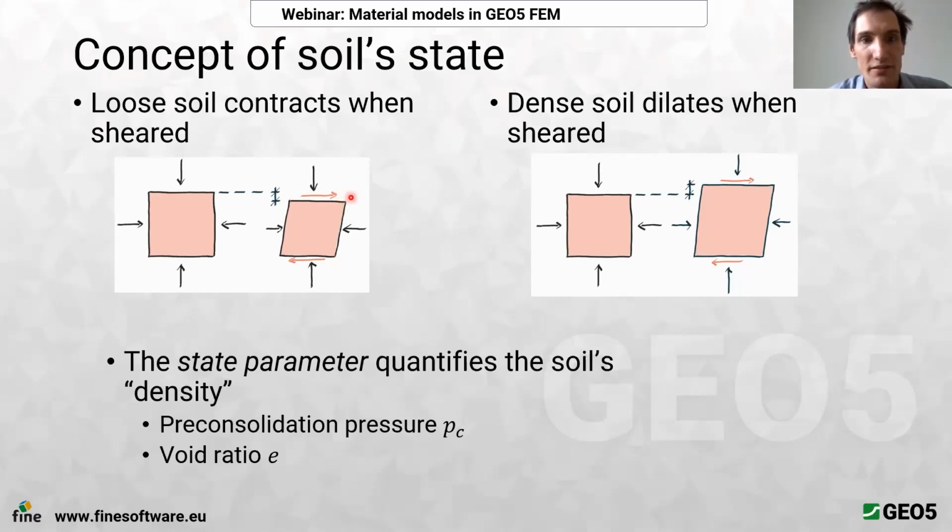This is because the grains reorganize so that they fit better together. So there are these volumetric changes. But on the other hand, if we have a very dense soil, let's say some over-consolidated, very dense sand or clay, and we start to shear it, it starts to dilate, because if the grains are forced to move relative to each other, they have to make some space along them, so they have to dilate. So this is the response for a very dense soil.